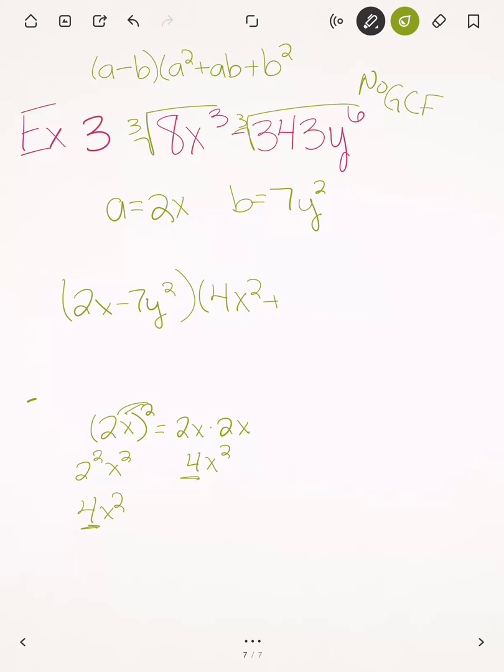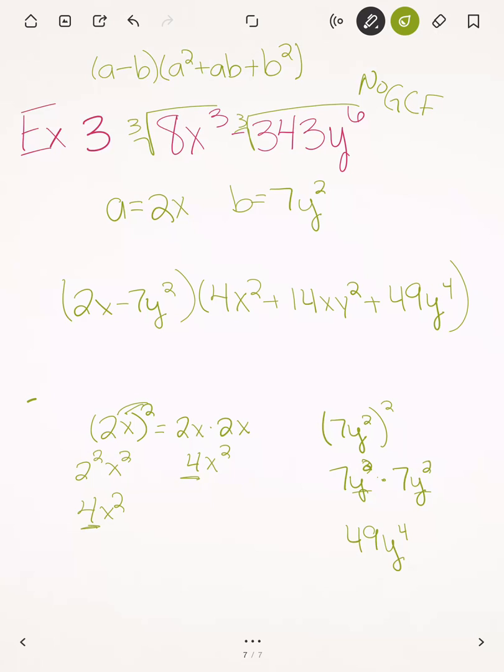Then it says we're adding a times b. So 2x times 7y. Well, 2 times 7 is 14. The variables, I just do xy squared. Plus b squared. I have 7y squared, and then I'm squaring it. That's a squared times 7y squared. 7 times 7 is 49. Y squared times y squared. Remember, when I multiply variables with the same base, I add the exponents. So 2 plus 2 is y to the 4th. So I get 49y to the 4th. And I had no GCF, so this would be the factored form for a difference of cubes.